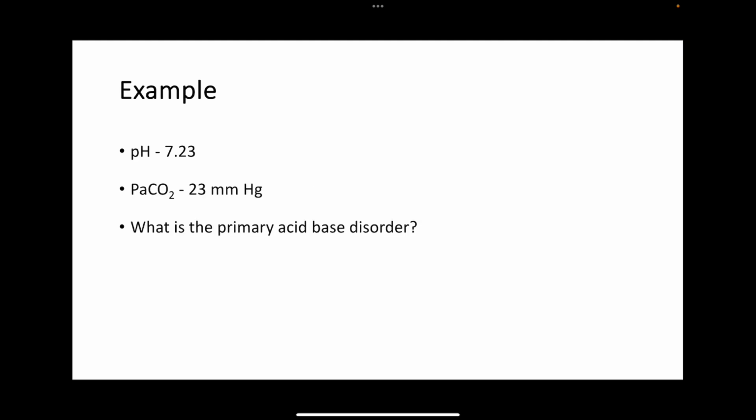So let us take one example. The pH is 7.23, PaCO2 is 23. What is the primary acid-base disorder? The pH is low, so it is an acidosis. PaCO2 is also low, so it is in the same direction as pH. So this is a primary metabolic acidosis, because the change in pH and PaCO2 is in the same direction, not opposite.